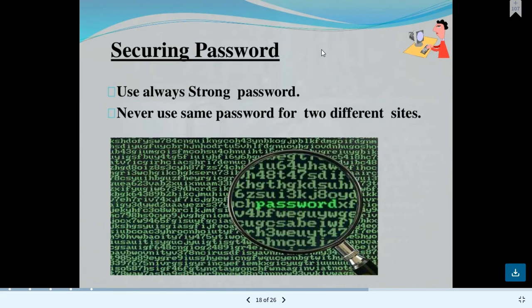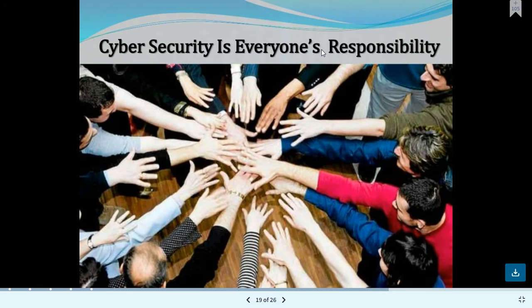Never use a simple password like 123 or QWERTY. Use alphabets and special characters like an asterisk, so that it is a strong password. Never use the same password for different sites. Every site's password should be different, which can protect your information as well. So cybersecurity is everyone's responsibility.